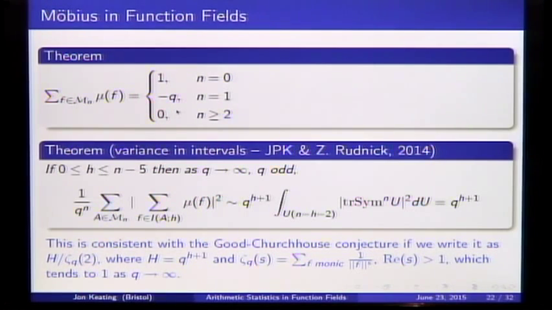So you can study its statistics by forming matrix integrals involving 1 on zeta, restricting to subsets of the monics, which introduces characters, and that leads you to a matrix integral, in this case over the unitary group, U of n minus h minus 2, involving the trace of the symmetric nth power of U. And this integral you can compute, and it has the value 1. And so in this setting, the variance of the Mobius function is just q to the h plus 1, and that's the precise analog of the Good-Churchhouse conjecture in this context. So one can prove Good-Churchhouse in the function field setting.